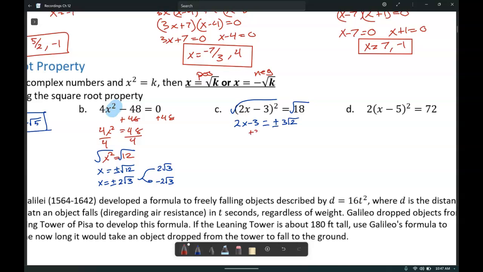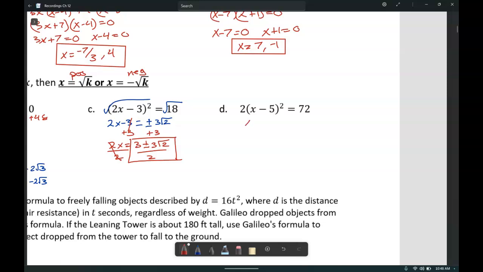And then now we can isolate x. We'll add 3 to both sides. So we have 3 plus and minus 3 square root of 2. And then we divide both sides by 2. And we get our value for x as 3 plus and minus 3 square root of 2, all over 2. And again, that's two solutions, one with the plus 3 root 2 and one with the minus 3 root 2.